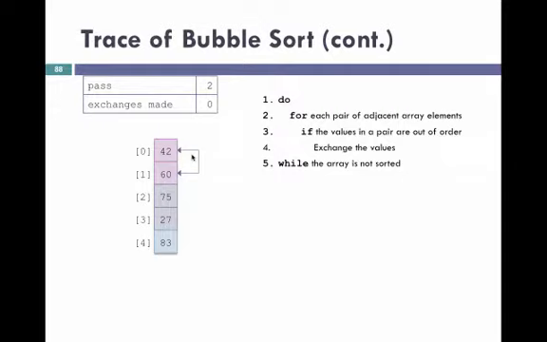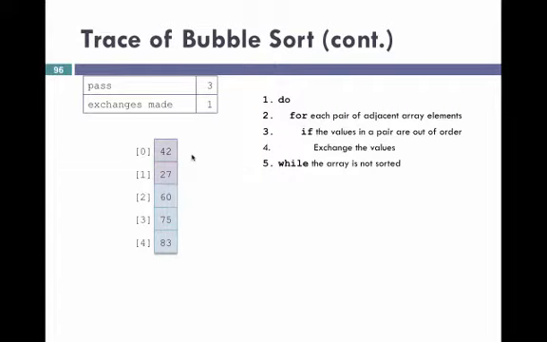The first two values are in sorted order. The next are in sorted order. These are not in order, so we'll swap them. And now once again, the 75 and 83 are in their sorted positions. So we'll go back to the beginning. On pass 3, the first two items are in order. The next two items are not. We'll swap them, and now the 60 is in order.